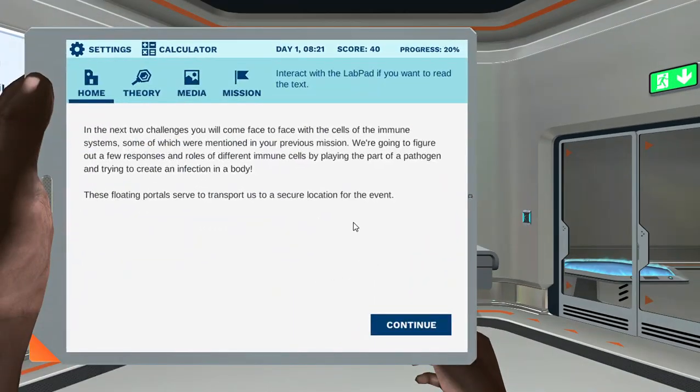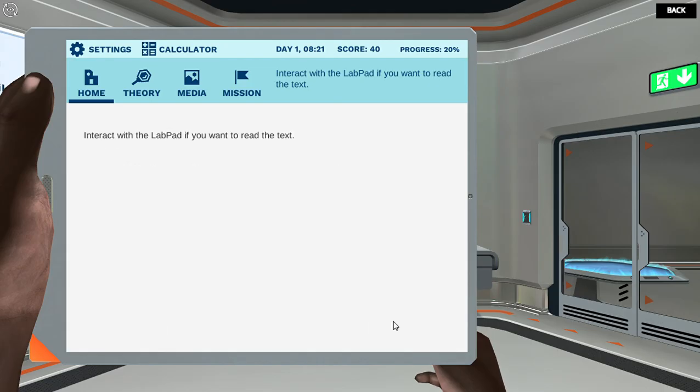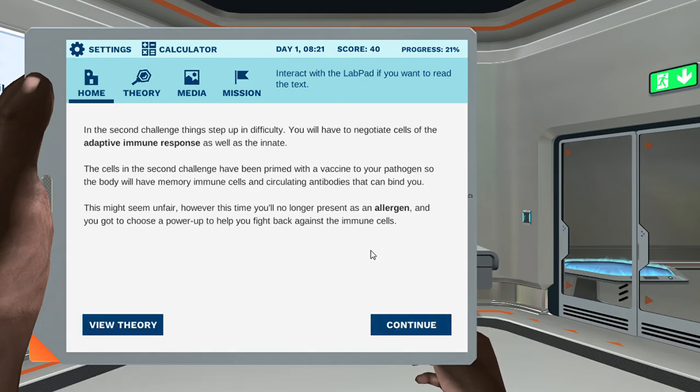In the next two challenges, you will come face to face with the cells of the immune systems, some of which were mentioned in your previous mission. We're going to figure out a few responses and roles of different cells. There are many ways a pathogen can create illness, so I've kept things simple in these challenges. In the first one, you'll only meet the innate cells. In the second challenge, things step up in difficulty. You will have to negotiate cells of the adaptive immune response as well as the innate.